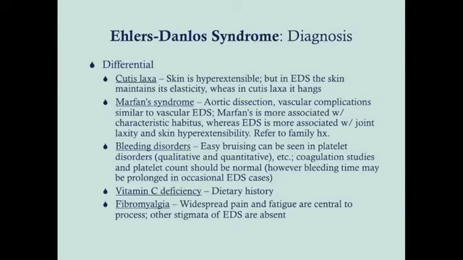Fibromyalgia is often confused with type 3 or the hyperextensible EDS, particularly because of the association with widespread pain and fatigue. That's going to be seen both in fibromyalgia and in hyperextensible EDS. So that can be a tricky differential. The two can get confused with each other. But with fibromyalgia, typically the other stigma of EDS are going to be absent. So the hyperextensible skin, the joint issues, and so forth.